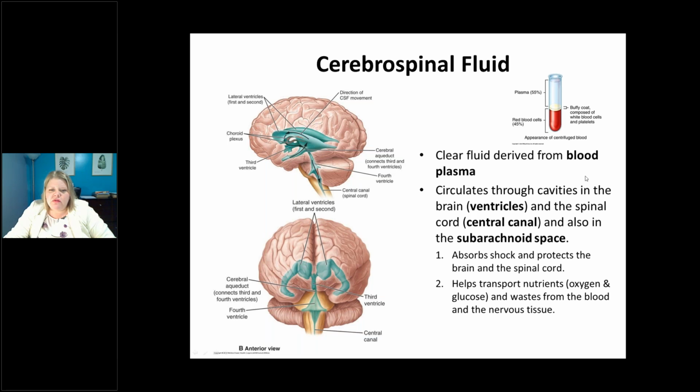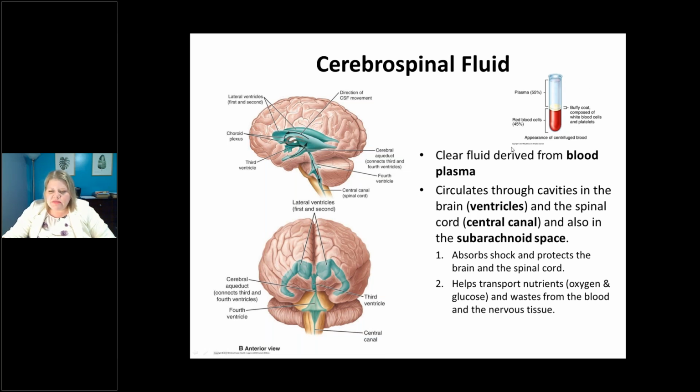So cerebrospinal fluid, what is it? It's made up of blood plasma. Remember from the cardiovascular unit last year, we were talking about what blood plasma is. If we took a blood sample, put it in a test tube in a centrifuge that spun it around very rapidly, you get the sedimentation at the bottom, which is all of your proteins and blood cells. You have a buffy coat, which is your white blood cells, and then the majority of the rest is the plasma. Plasma is just the water that's contained in the blood.